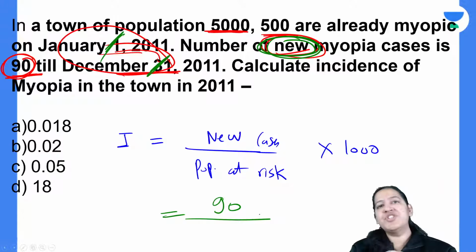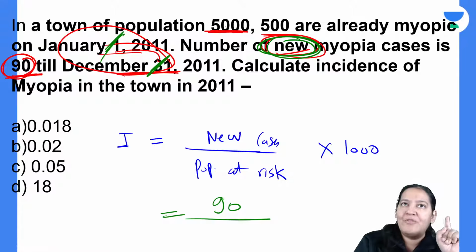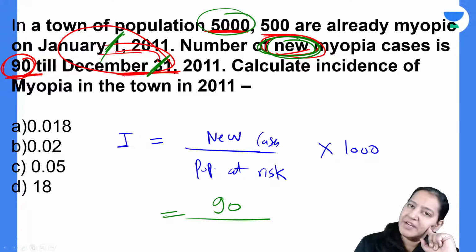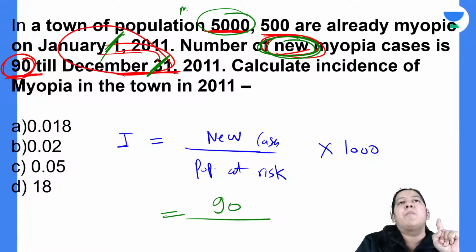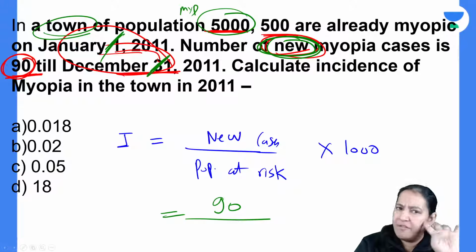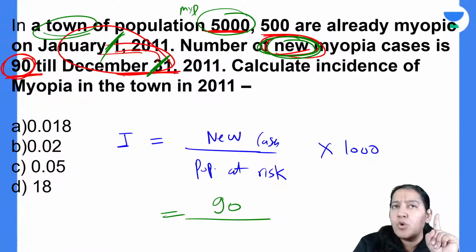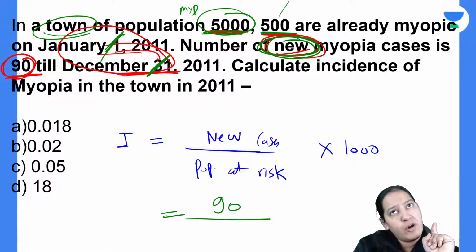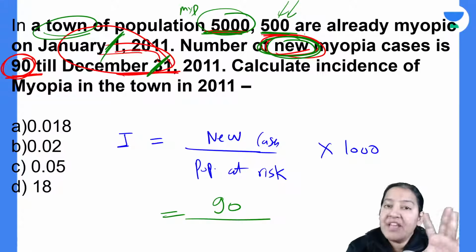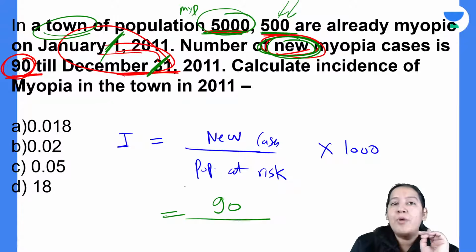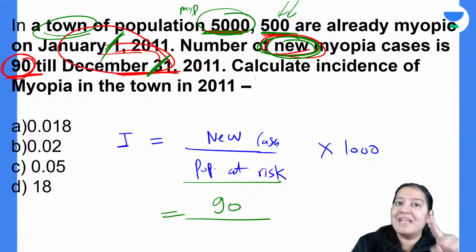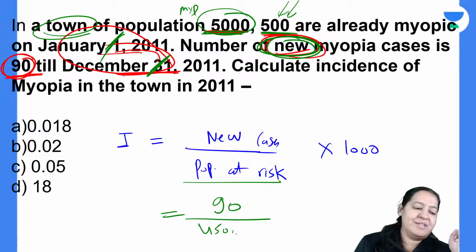But what is population at risk? Have you taken 5,000 as denominator? 5,000 is the mid-year population. It is the total population of that town, whatever town it is, Mumbai, Delhi, whatever. So of that town, the total population is 5,000. But 500 are already myopic, so they will not have repeat myopia. They have the immunity, right? So population at risk is 5,000 minus 500. It is 4,500. That was the clinch in the question.